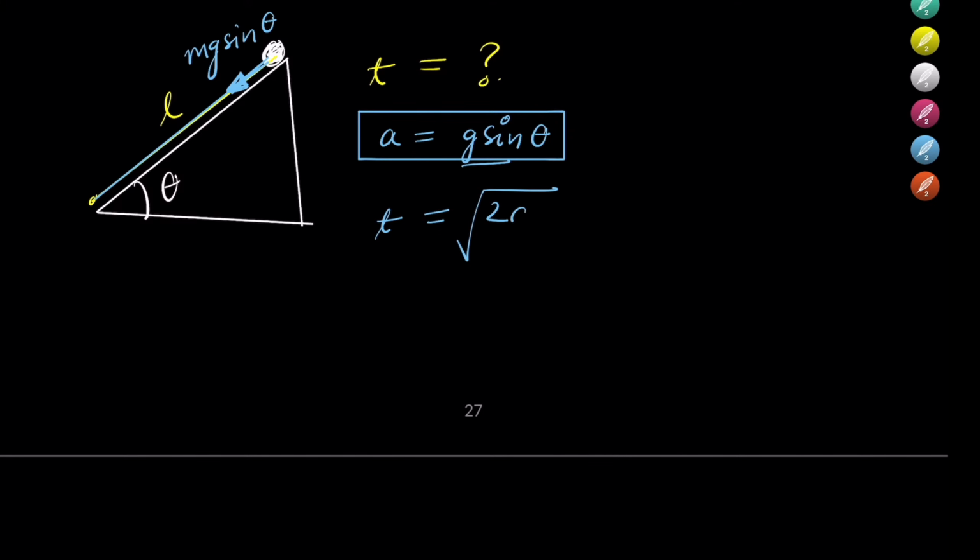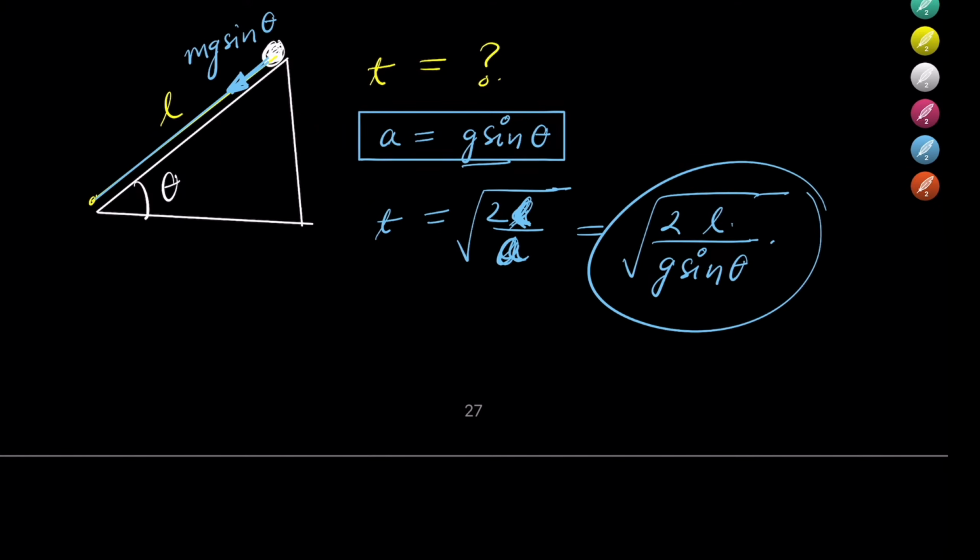Root 2L by a. So root 2 times the length you have to cover, L, divided by the acceleration you have, g sin theta. This is the time taken to fall over the length L.